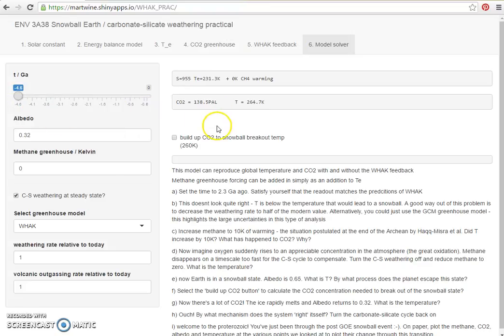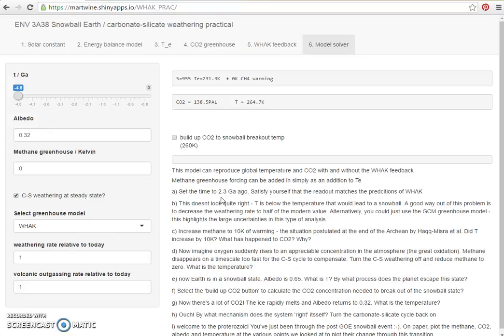And within the model, when this box is ticked here, we solve temperature and CO2 on the basis of running to carbonate silicate equilibrium. We can change the albedo, we can add in a bit of methane greenhouse warming so that we can run through some of these experiments here. So let's have a look at those.